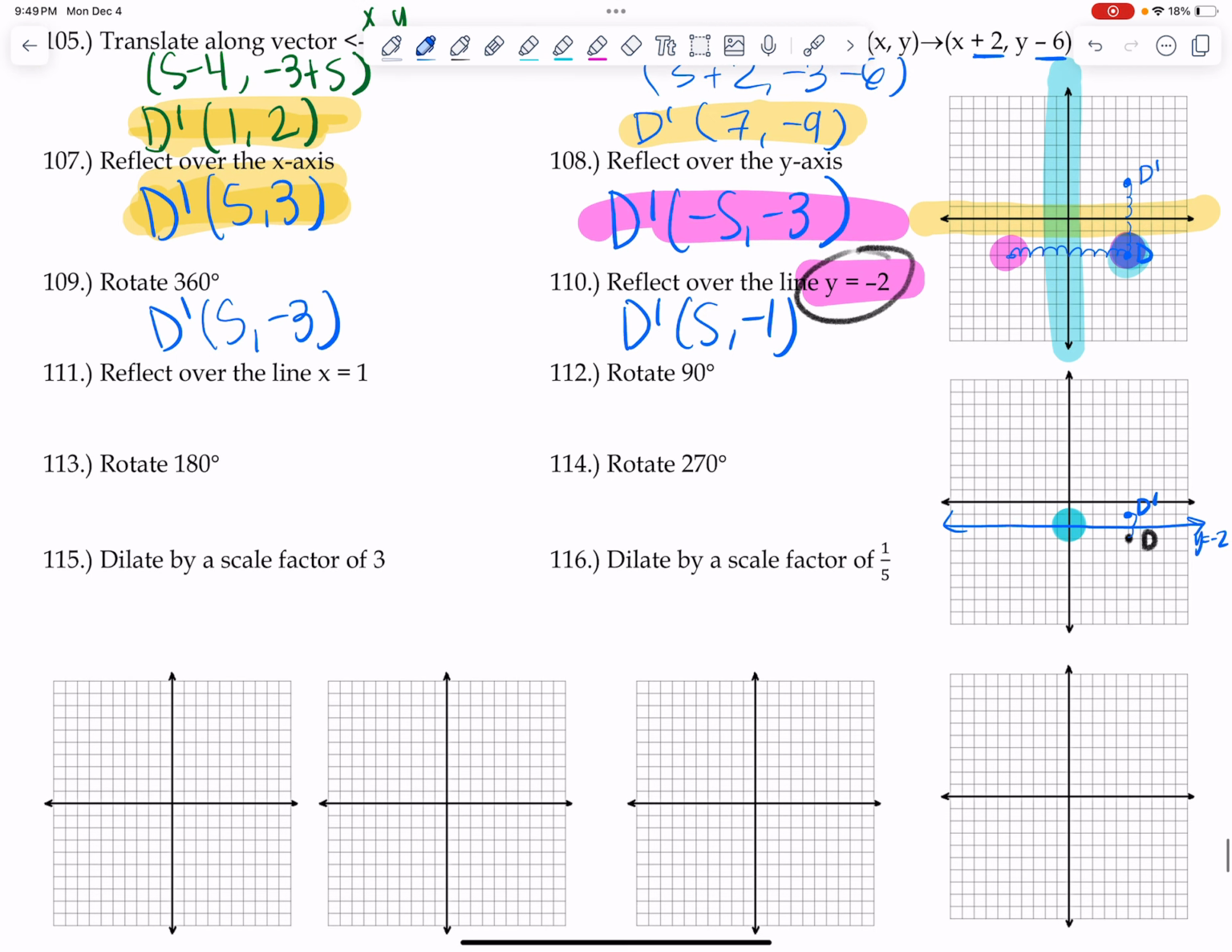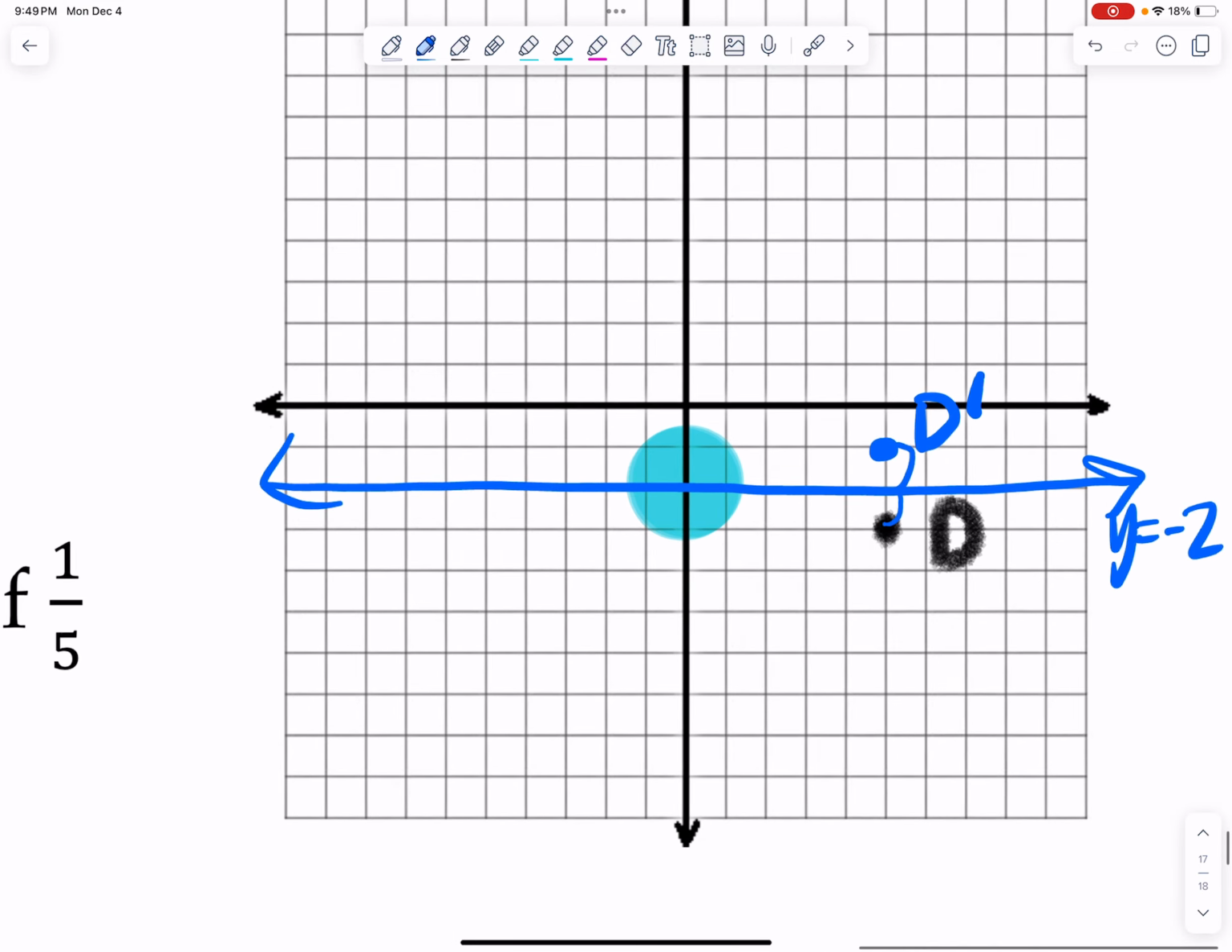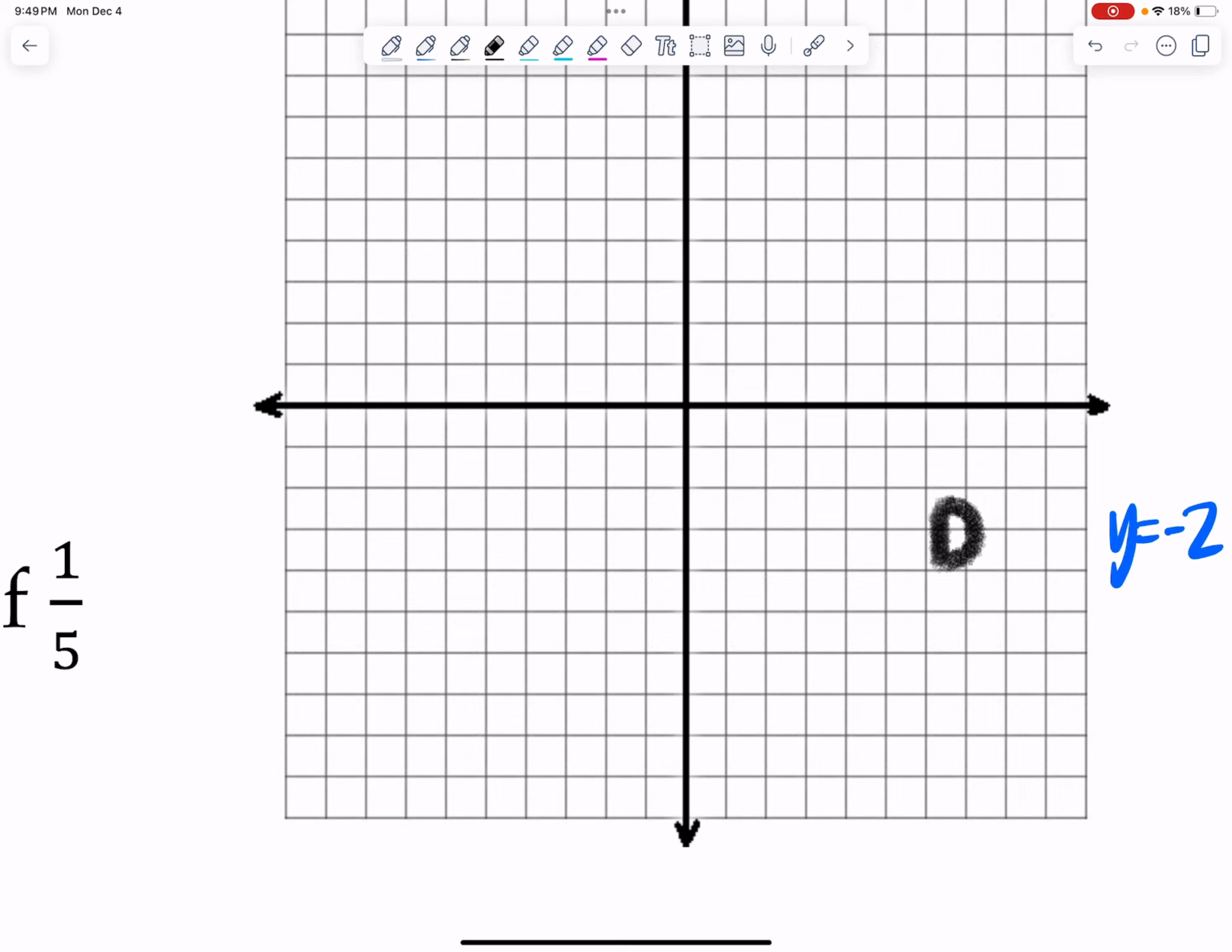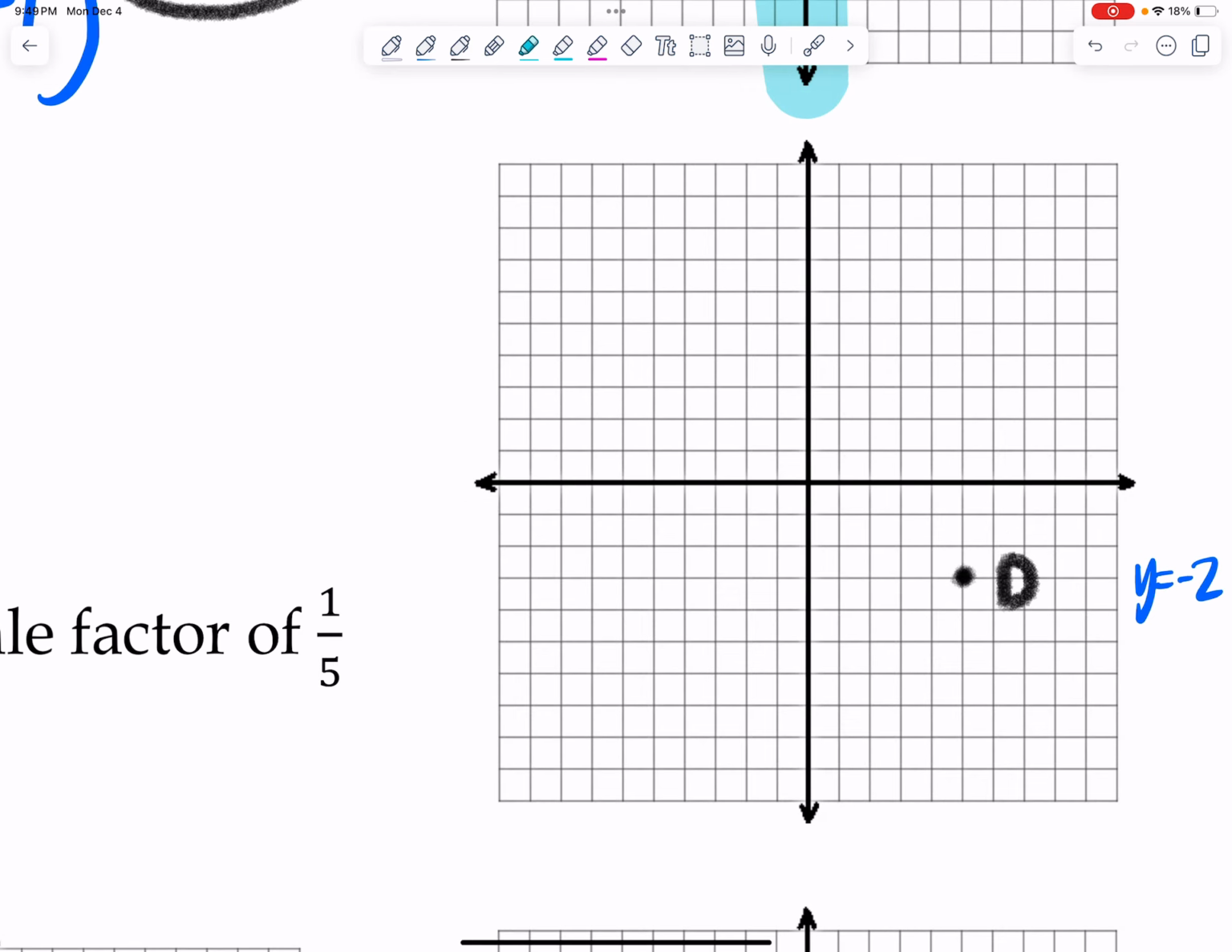Reflect over the line x equals 1. So let's do that again. X equals 1. Not the x-axis, but the line that goes through the x-axis. So here's point D. It goes through the x-axis at 1. So it's going through the x-axis at 1.